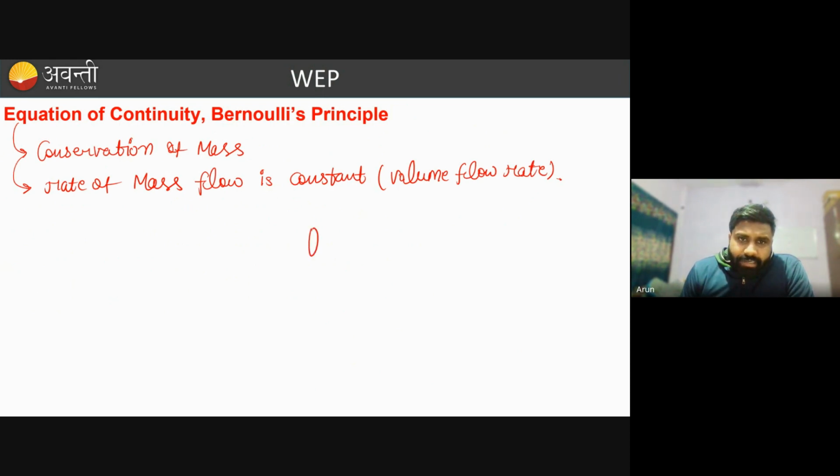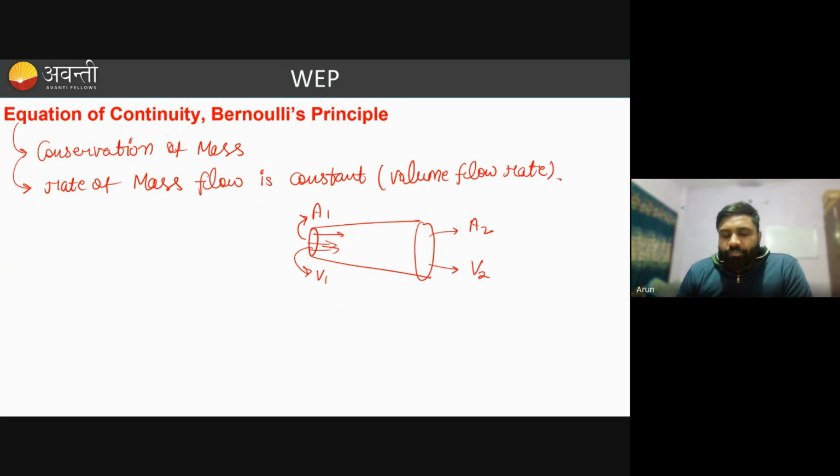So if this is a pipe of varying cross section, let's say the area here is A1, the area of this cross section is A2, and a liquid is passing into it with a velocity V1 at this point and leaving with the velocity V2 at this point. So the mass entering per second will be the same as the mass exiting per second. Okay, so mass flow rate is constant. That is why the mass will be conserved.